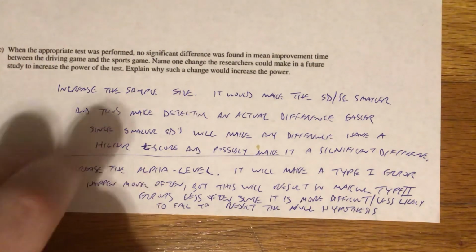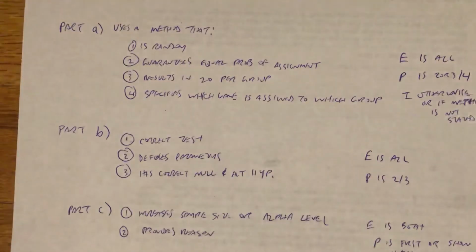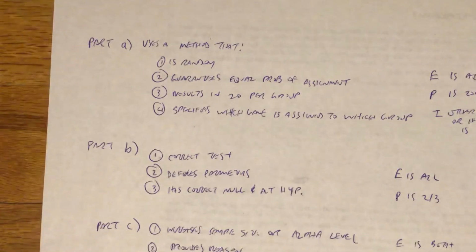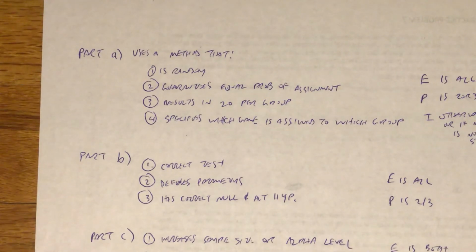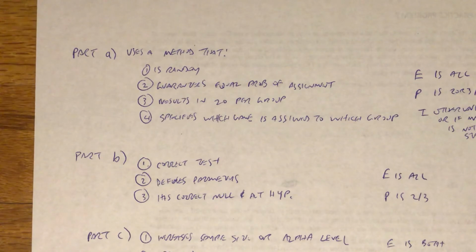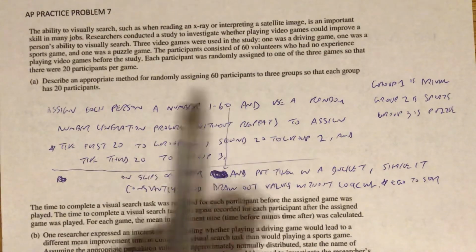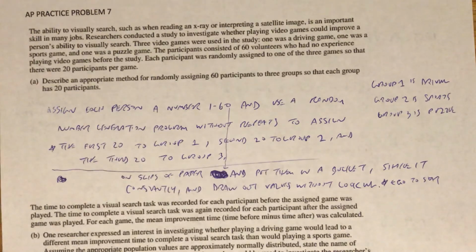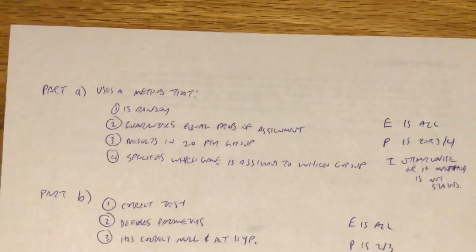All right, so that's the technical stuff. Let's look at how they graded it. So part A, in order to get all the credit in part A, so this was talking about how to assign the people. They were looking for these 4 things.